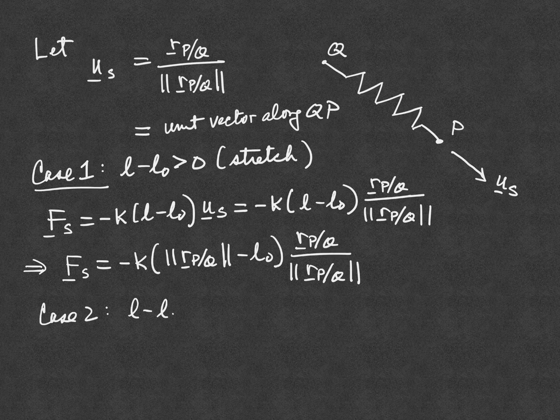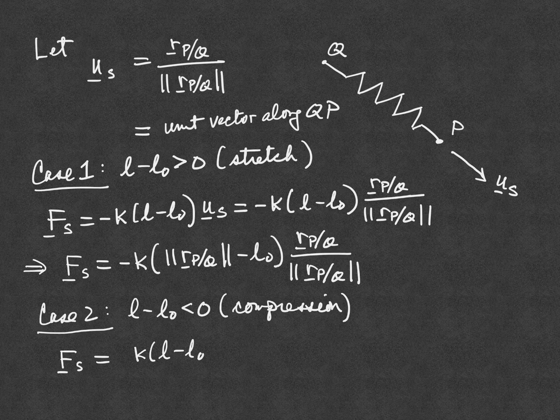This is L minus L naught is less than 0. And as I said, this is compression. Now in the case of compression, we once again have that the force exerted by the spring is K times L minus L naught. But notice in this case that L minus L naught is negative. So if I put US here, look at the direction that the spring force is pointed. It's actually pointed along the direction from P to Q, because L minus L naught is a negative number.